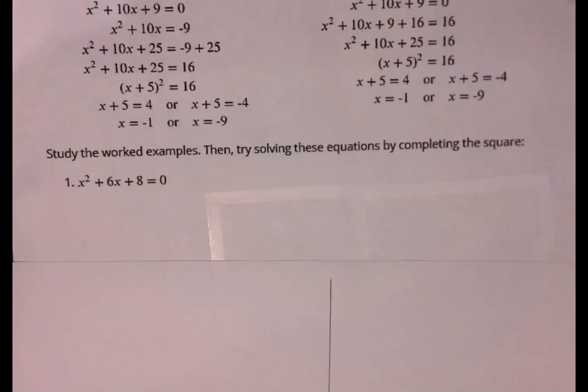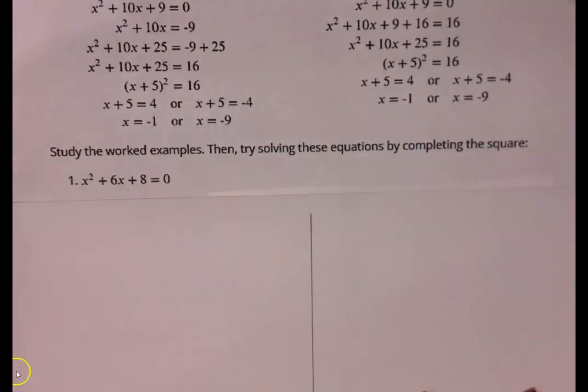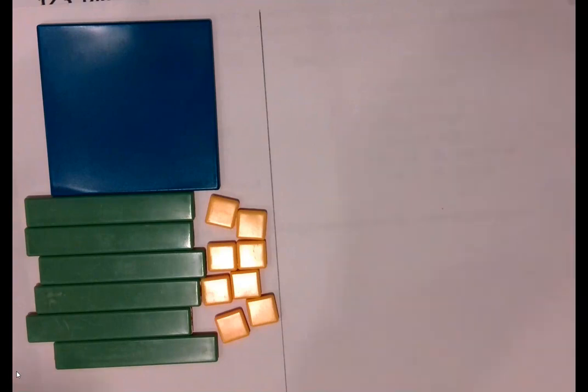In this first example, students are asked to solve x squared plus 6x plus 8 equals 0 by completing the square. When working with algebra tiles, I like to use a mat that helps me keep my algebra tiles organized. So for this example, I have an x squared, I have 6 x's, and I have 8 positive ones, all on the left side of my equation.